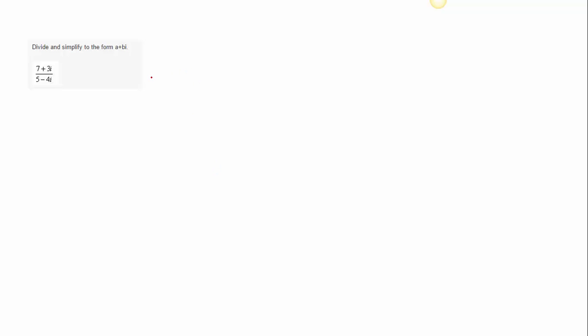Divide and simplify to the form a plus bi. The only way we can divide here is to multiply by the conjugate of the denominator. So let's go ahead and multiply up and down by the conjugate of the denominator. So we have 7 plus 3i over 5 minus 4i. Multiply up and down by the conjugate of the denominator. What is the conjugate? Here is the conjugate.